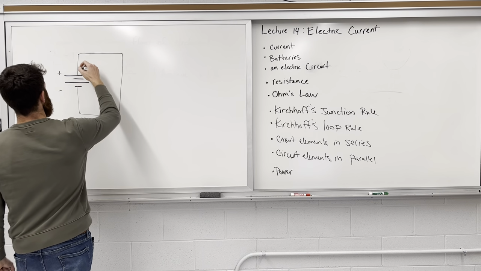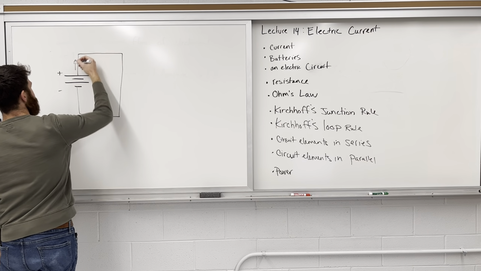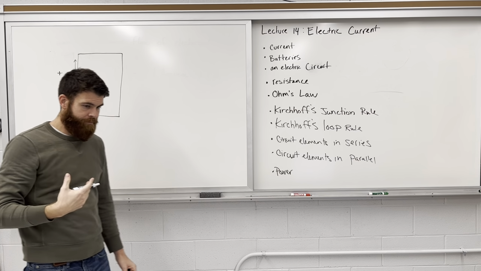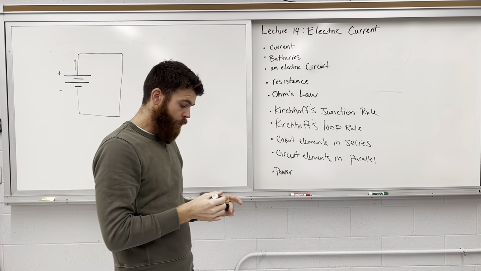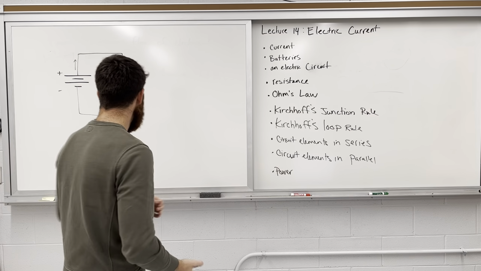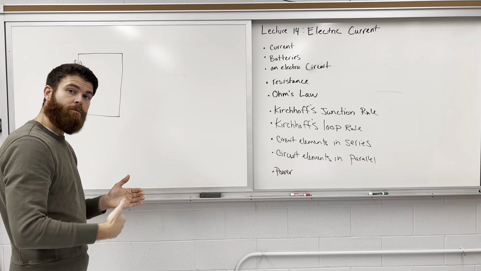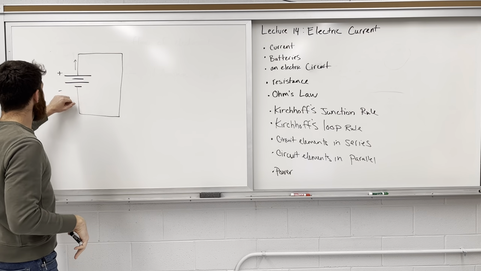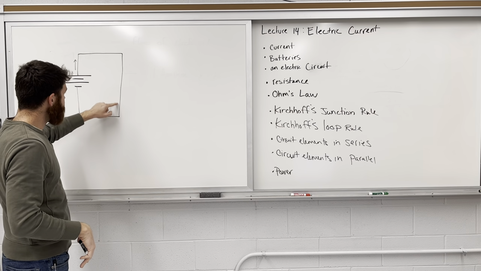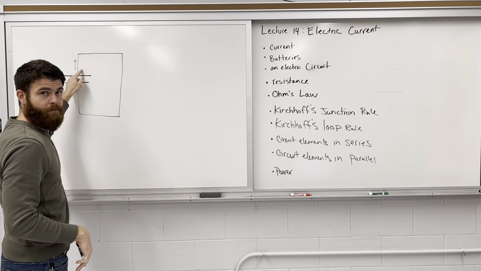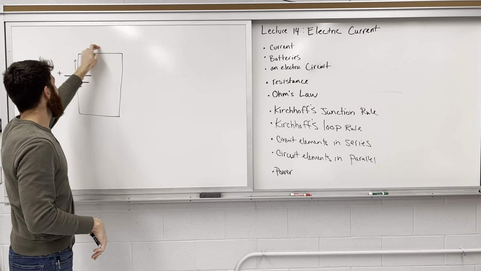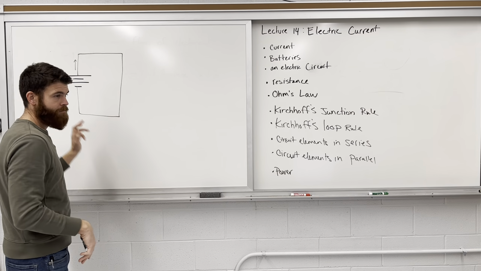Now the convention is that the current goes from positive to negative. But I want to make clear that's the convention, but what's actually happening is negative charge. It's the electrons that are actually moving in the current. So electrons moving this way, being pushed away from the negative terminal towards the positive terminal, can be viewed alternatively as positive charge moving away from the positive terminal into the negative terminal.